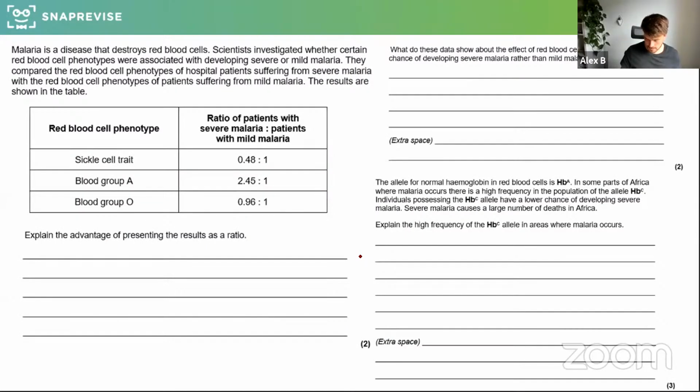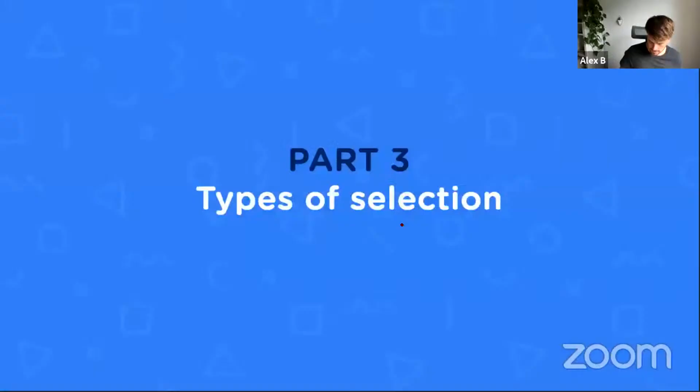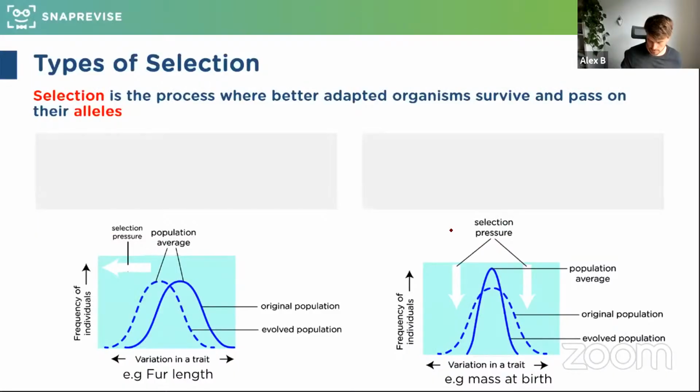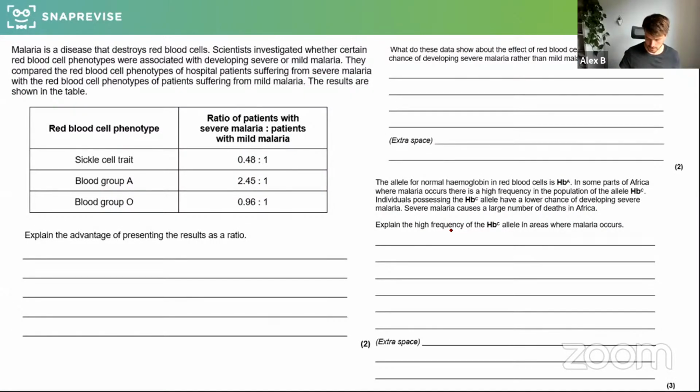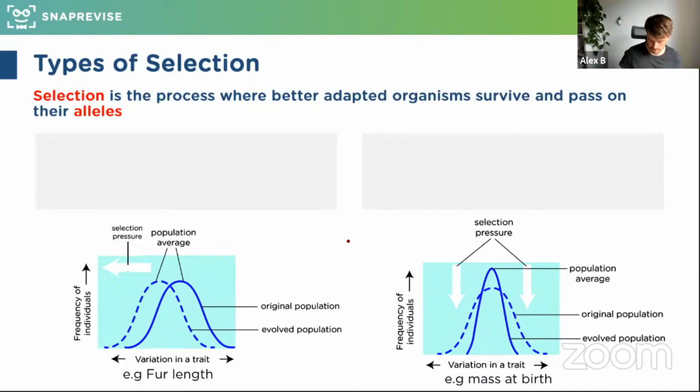I'm actually going to skip this question because it doesn't relate that much to what we've been looking at. And I want to talk about the different types of selection before we finish. So if you want to do this, please feel free to screenshot and you can have a go after the lesson. But let's talk about selection. There's three types of selection. Some exam boards don't talk about the third type. So I think AQA doesn't talk about disruptive selection. So just be aware.